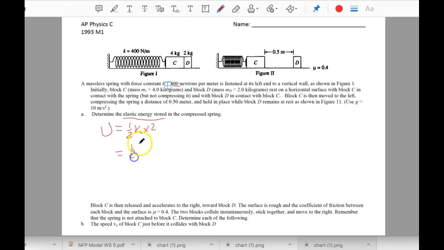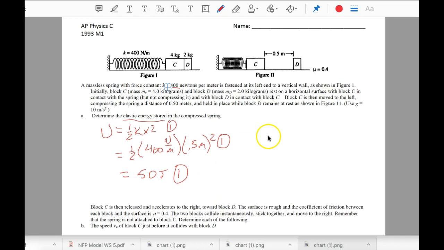This is equal to 1/2. They told us the k value is 400 newtons per meter, and our stretch here is 0.5 meters. It's compression. As long as we go either in towards the spring or stretch the spring out from equilibrium, we can call that a stretch or compression. And so if you do this math, you should end up with 50 joules. Points here, 1 point here, 1 here, and 1 here.